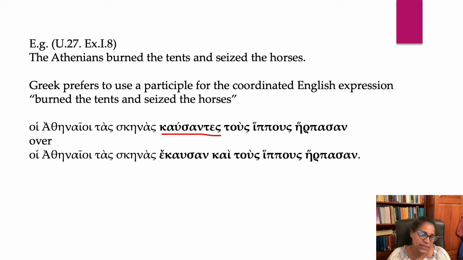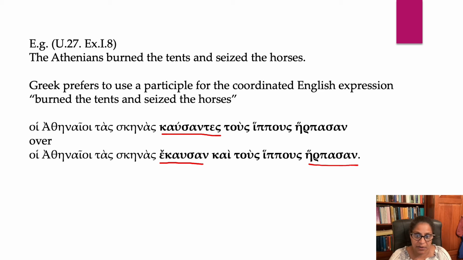Hoi athenaioi tas skenas ekausan tus hippus harpasan. So you have two finite forms. This is less idiomatic for Greek than throwing one of these into the participle. And here, the more important verb is harpasan: they seized the horses.